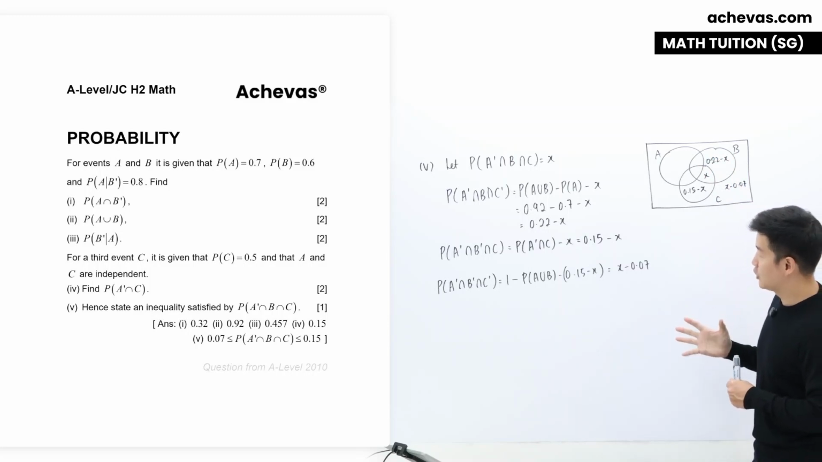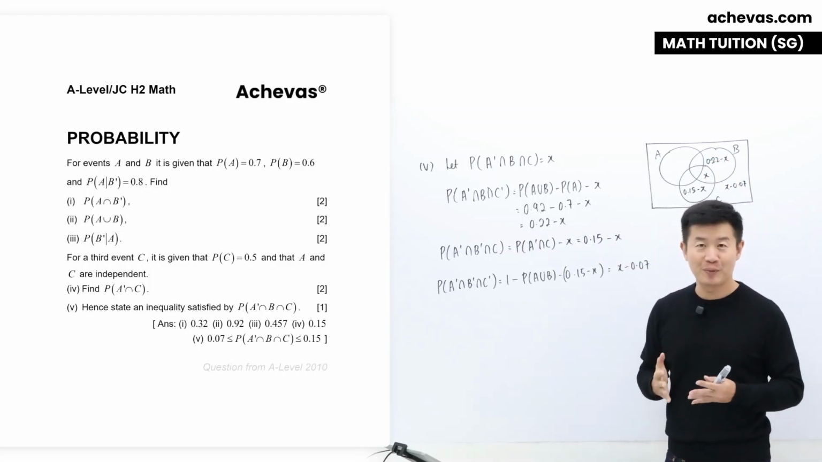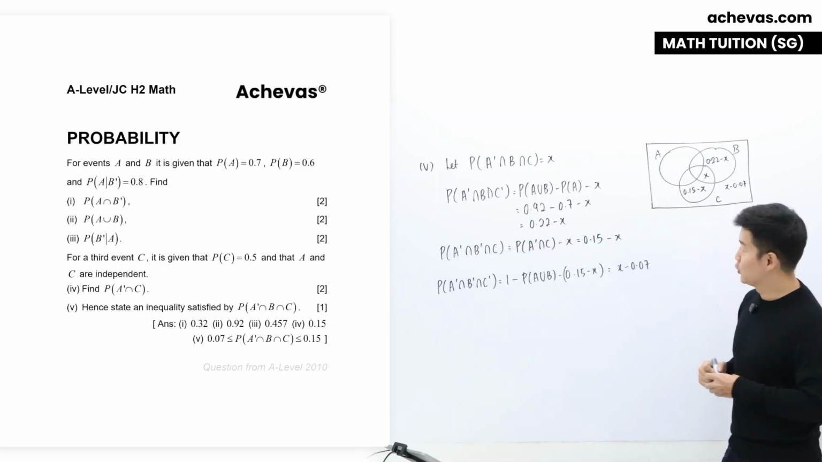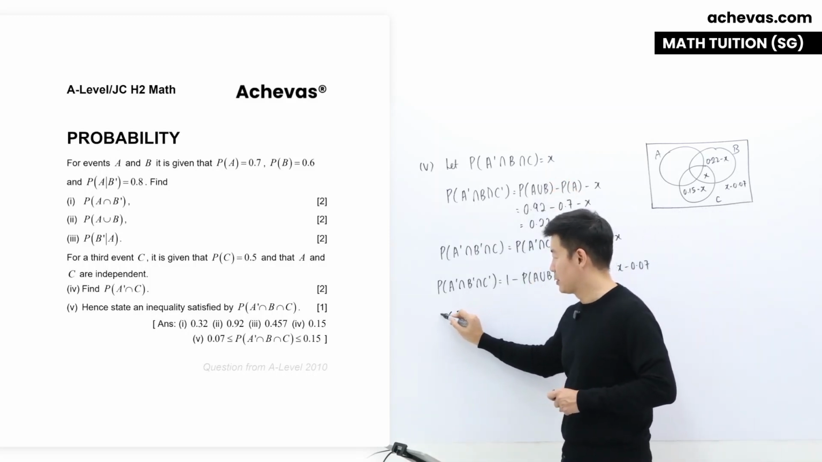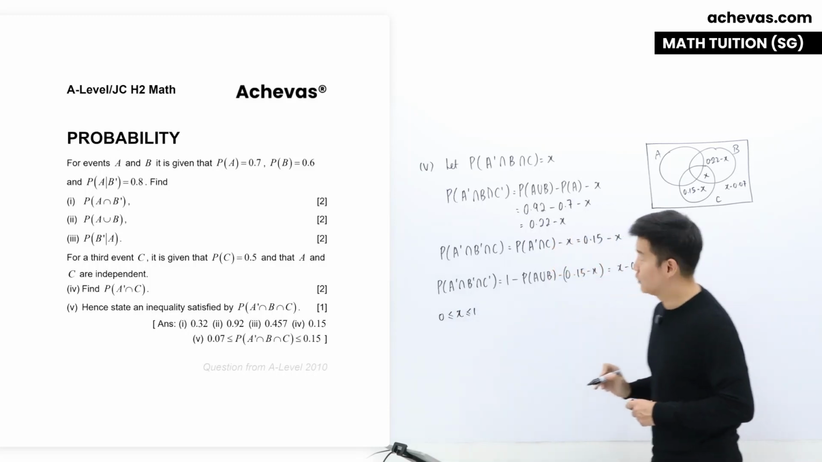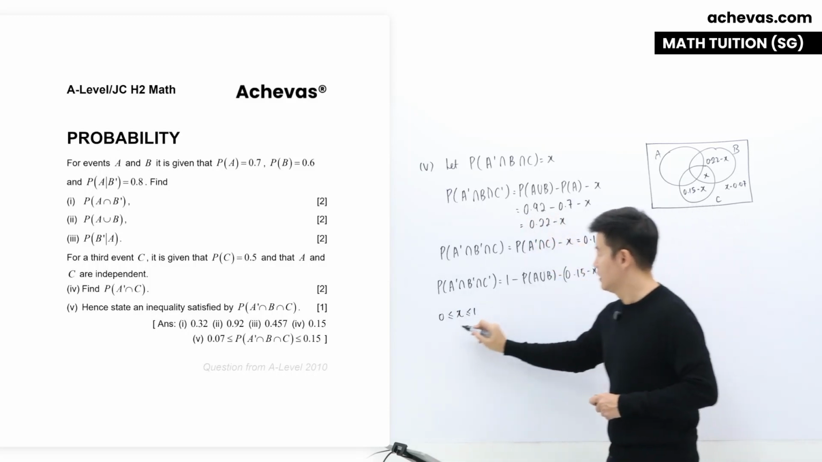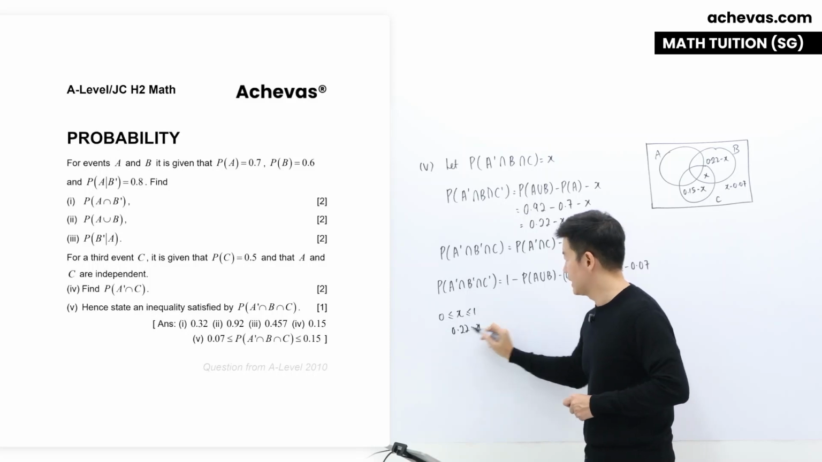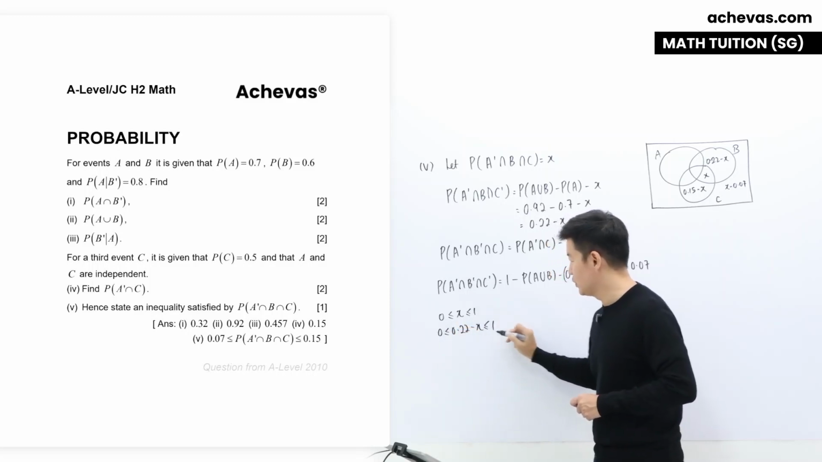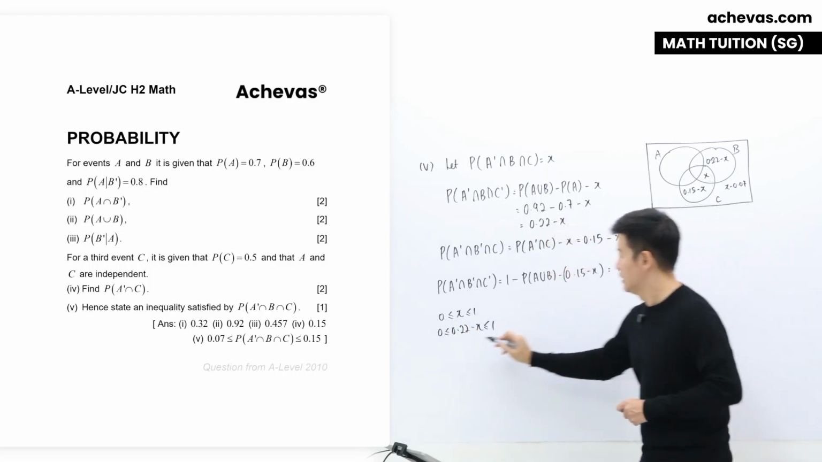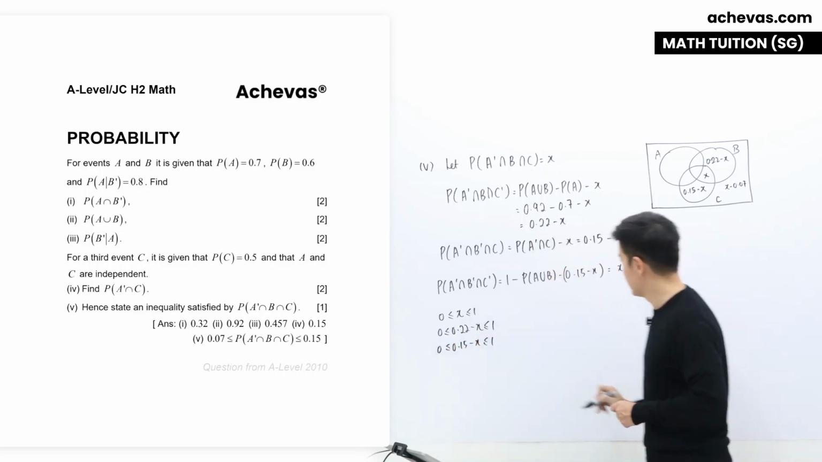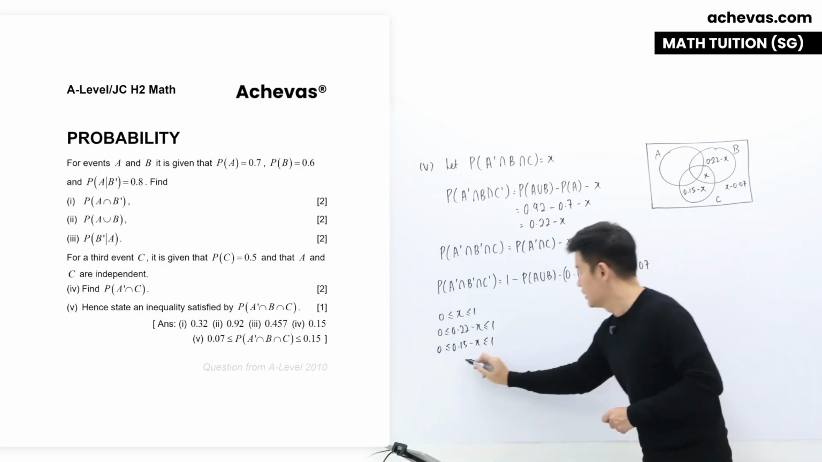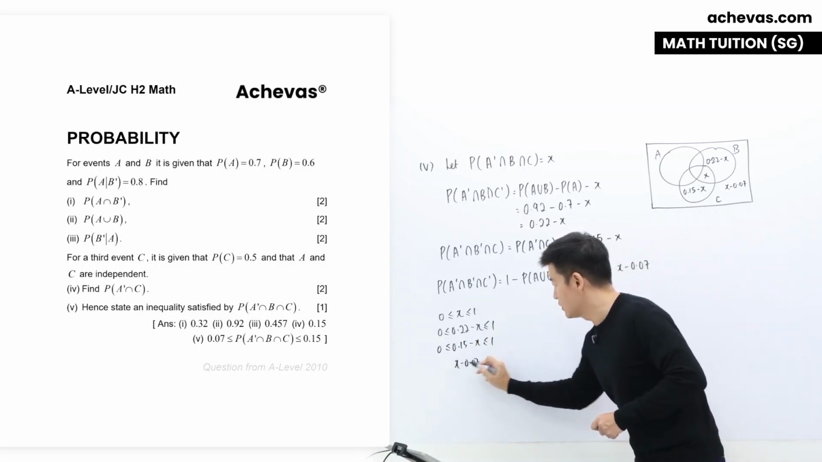So with this, we are going to make use of the fact that all probabilities are between 0 and 1. So we're going to start with this. We know that X, since it's a probability, is going to be between 0 and 1. This, 0.22 minus X, must be between 0 and 1 also. This, 0.15 minus X, must be between 0 and 1. And finally this, X minus 0.07, must be between 0 and 1.